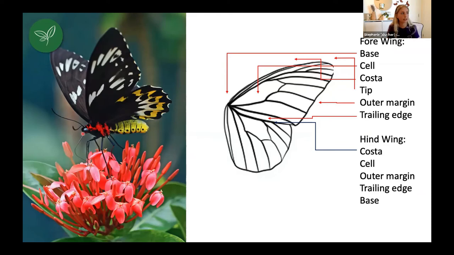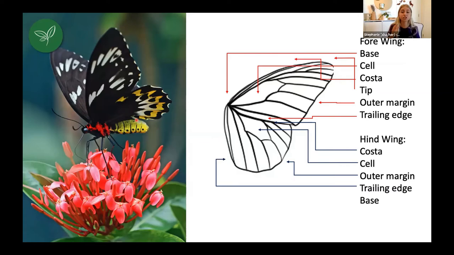We have the cell again, the outer margin, which is the edge that is on the outside of the wing, the trailing edge, which is the farthest edge from the head of the butterfly. And then once again, we have the base, which is where the wing actually connects to the body. So those are the parts of the wing.